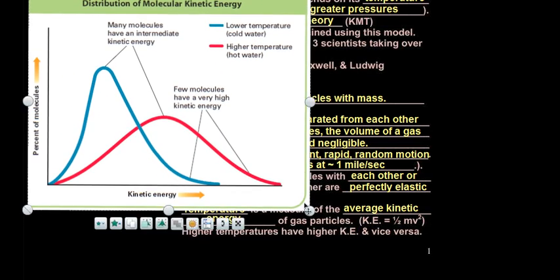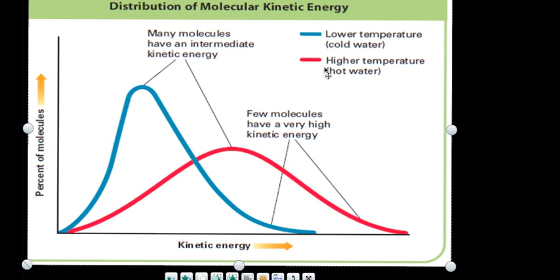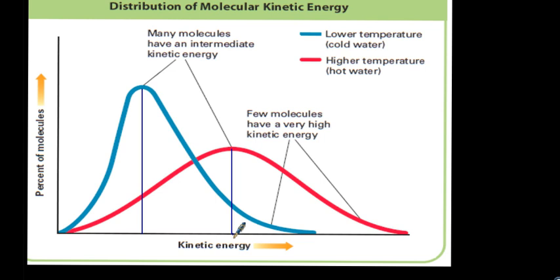And this is a distribution of molecular kinetic energy. Here's how it works. The blue graph is the cold temperature of water, and the red graph is high temperature water. This vertical line here would be the average kinetic energy of the cold temperature water, and this would be the average kinetic energy of the hot temperature water, and it's right at the peak of the curves. Okay, and it is always the peak of the curves just because we're counting so many particles here that it's always going to be the peak of the curve.